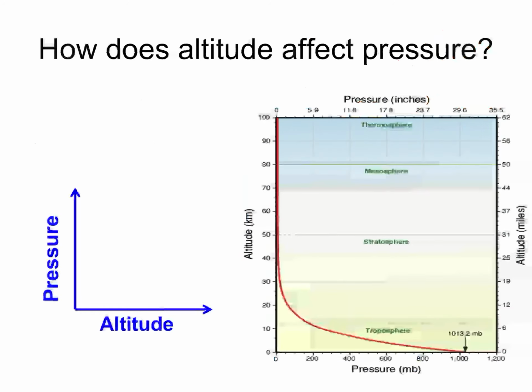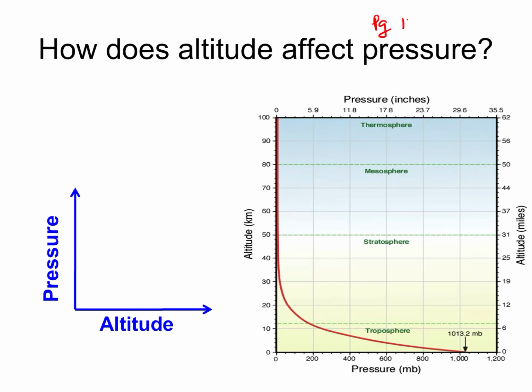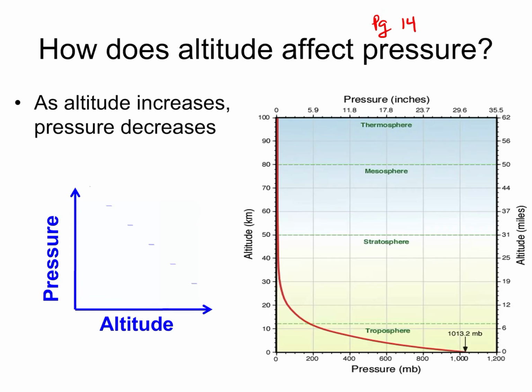So how does altitude affect pressure? Again, this is something that you can get from page 14. As you go up, there is less pressure. So that's an indirect relationship, indirect because the line is going down. And that makes sense. As you climb up, there's less and less air on top of you, so it's going to weigh less.